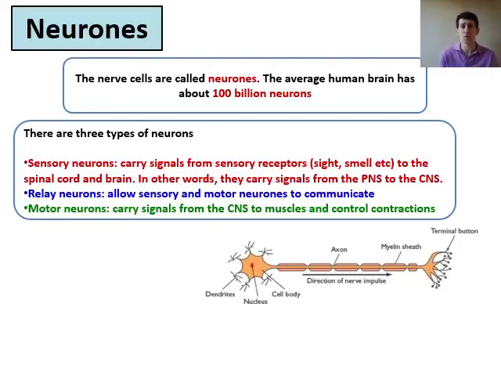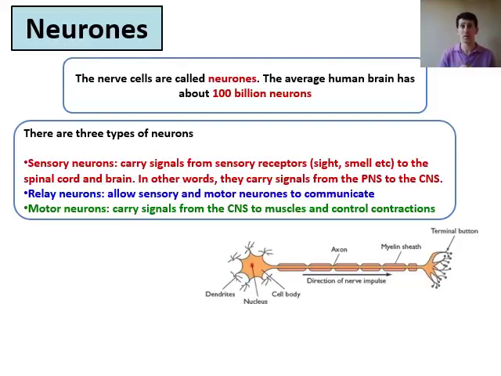And sensory neurons are the neurons that carry signals from your senses, so sight, smell, from those senses to your spinal cord and brain. So basically they're carrying signals from your peripheral nervous system to your central nervous system. So every time you smell something, the sensory neurons will be picking up that information and carrying that impulse to your spinal cord and to your brain.